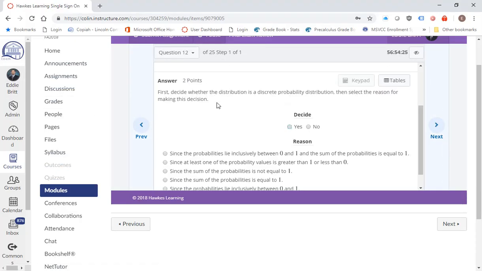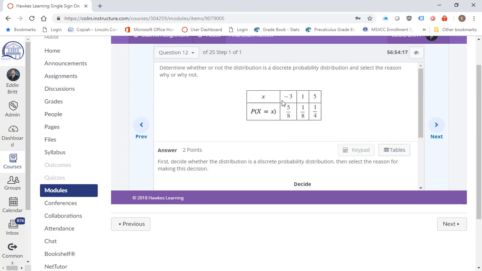All right, determine whether the distribution is a discrete probability distribution, and then select the reason for making this decision. All right, so your random variables can be positive or negative. Your probabilities, though, they have to be between 0 and 1, and they can include 0 or can include 1. And so all those look good. Also, when you add all the probabilities together, they have to be equal to 1.